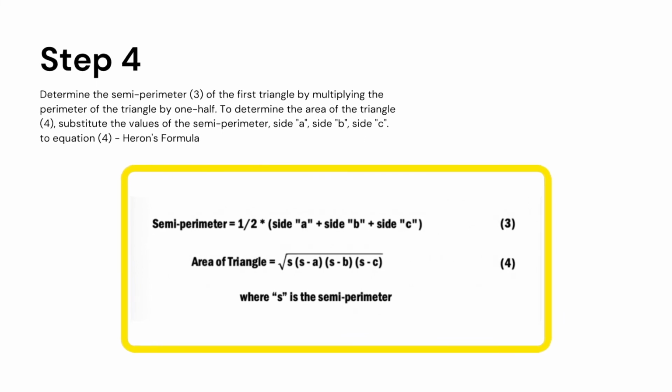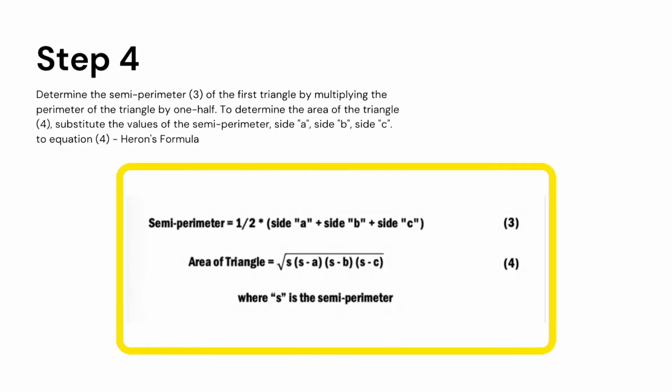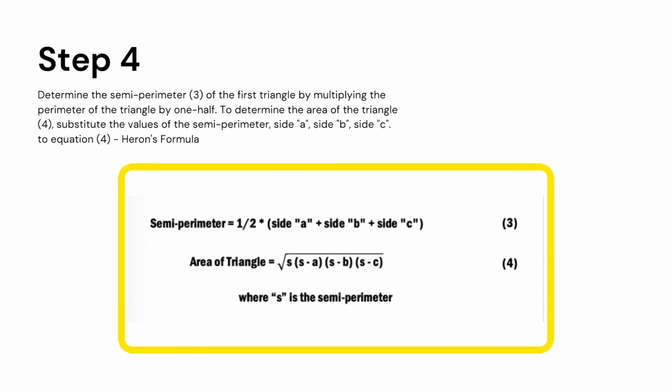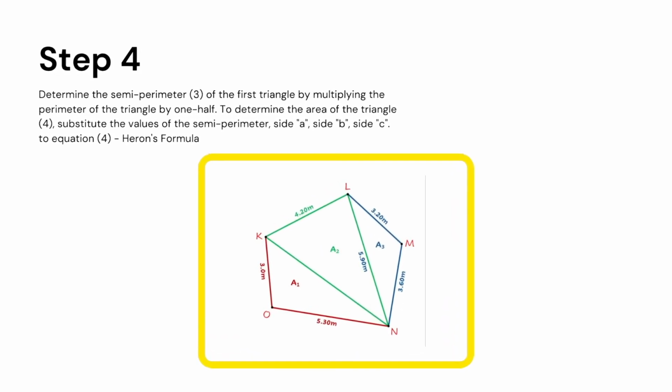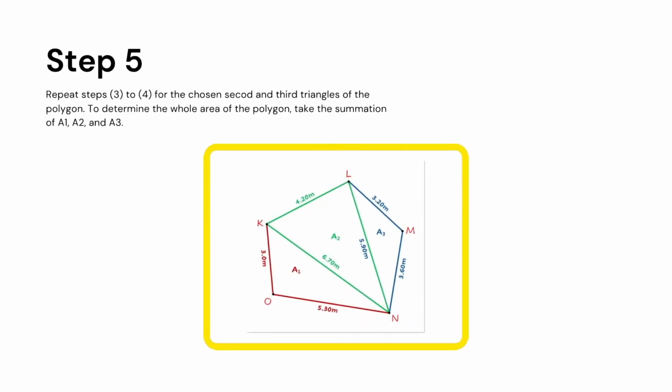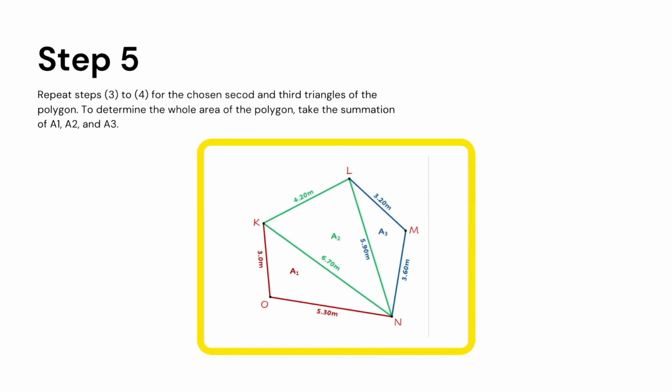Determine the semi-perimeter of the first triangle by multiplying the perimeter of the triangle by 1/2. To determine the area of the triangle, substitute the values of the semi-perimeter, side A, side B, and side C to equation 4 or Heron's formula. Repeat steps 3 to 4 for the chosen second and third triangles of the polygon. To determine the whole area of the polygon, take the summation of areas of A1, A2, and A3.